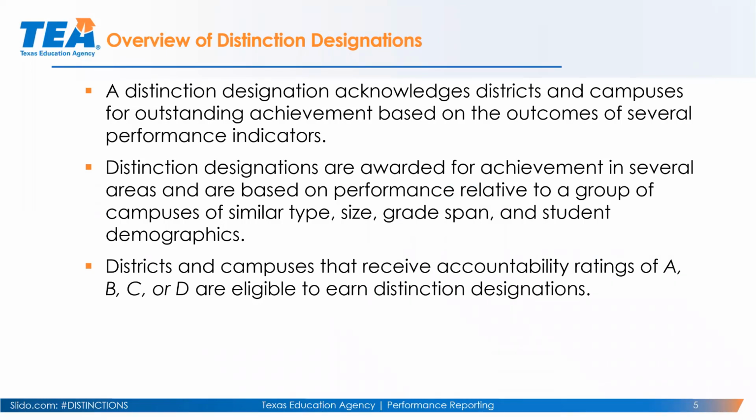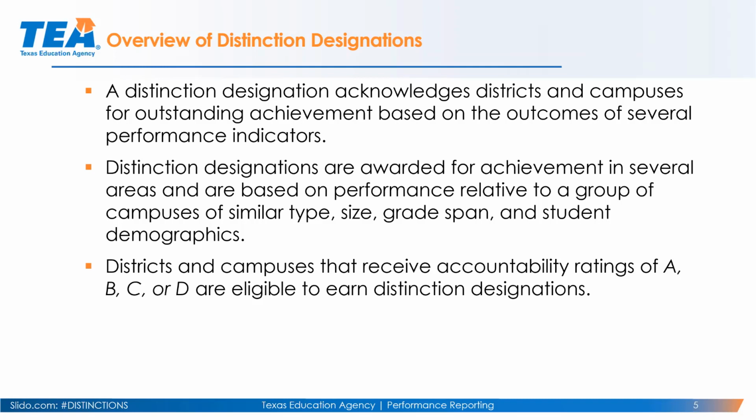So what is a distinction designation? Well, a distinction designation acknowledges districts and campuses for outstanding achievement based on the outcomes of several performance indicators. Distinction designations are awarded for achievement in several areas and are based on performance relative to a group of campuses of similar type, size, grade span, and student demographics. This is also called your campus comparison group, and I'll review how your comparison group is created shortly.